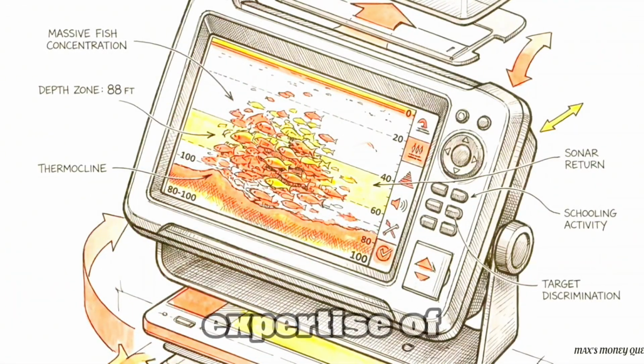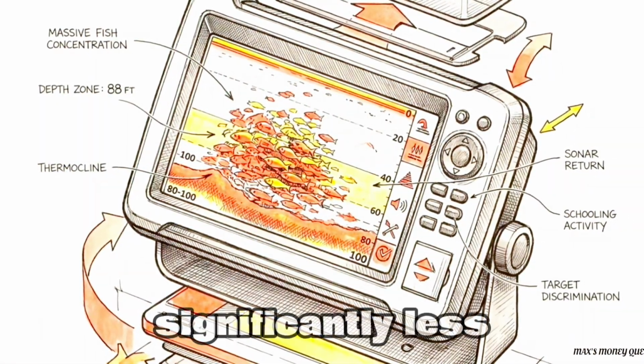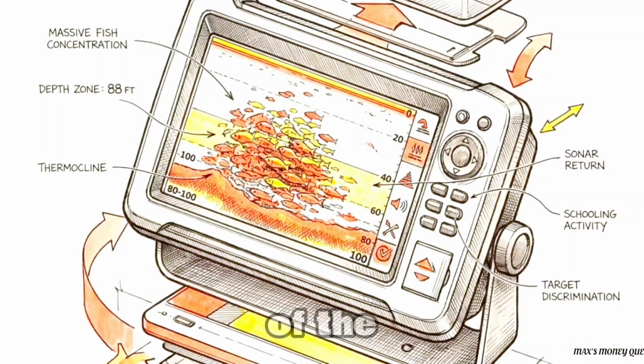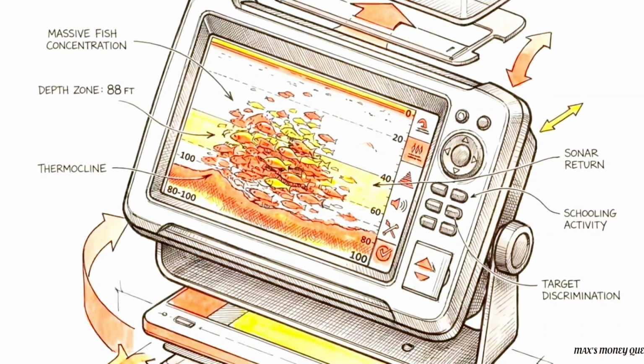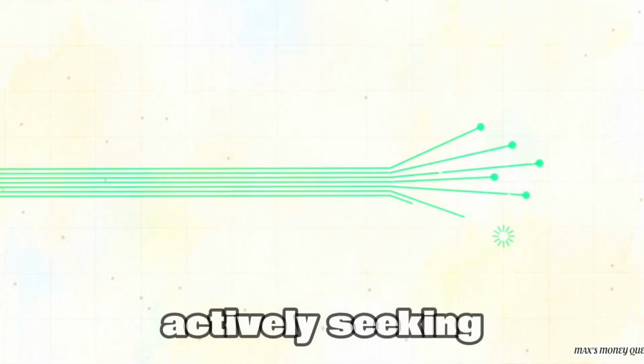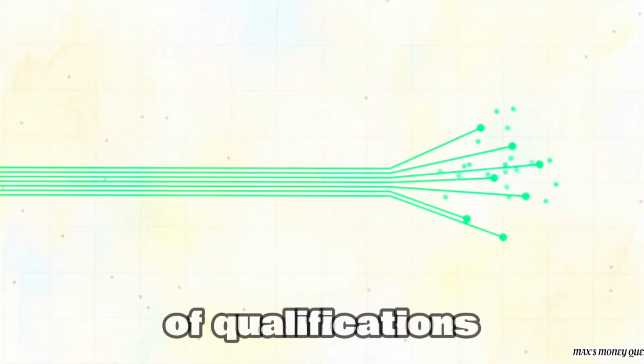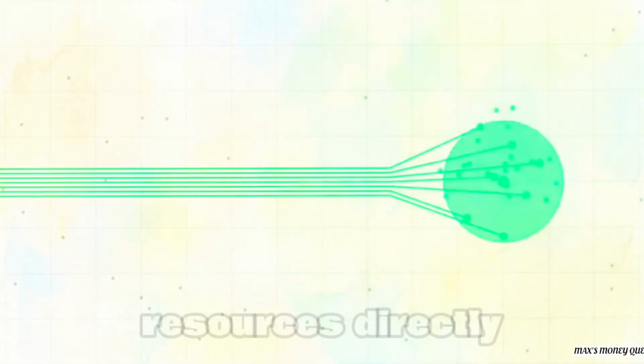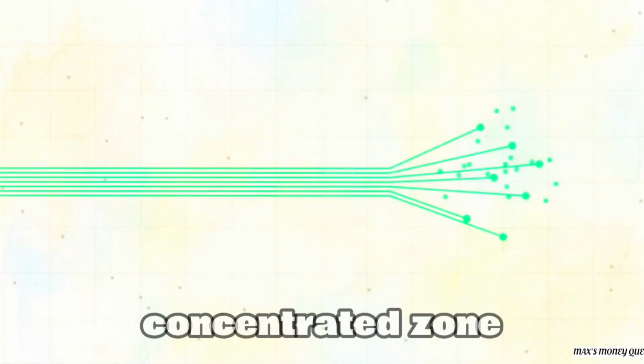The baseline expertise of the fisherman matters significantly less than the existence and density of the fish in that specific location. Instead of relying on volume, the optimal strategy requires intense, targeted positioning. It means conducting deep research to identify the exact companies actively seeking your highly specific set of qualifications and deploying all your resources directly into that concentrated zone.